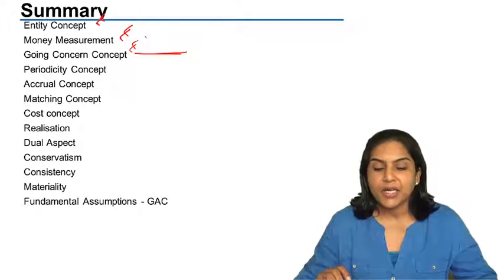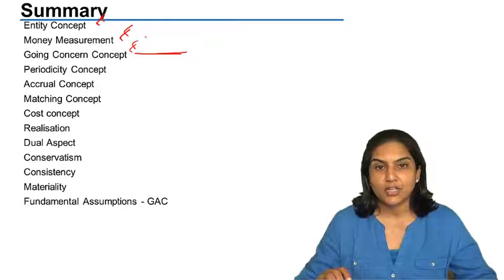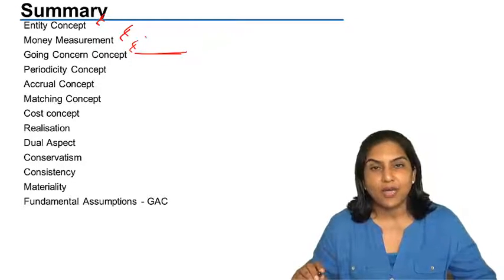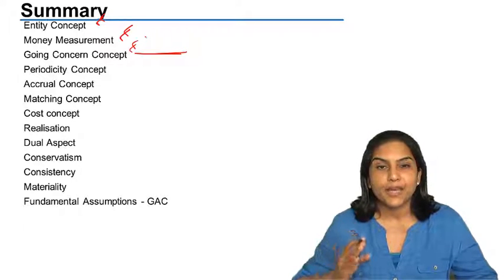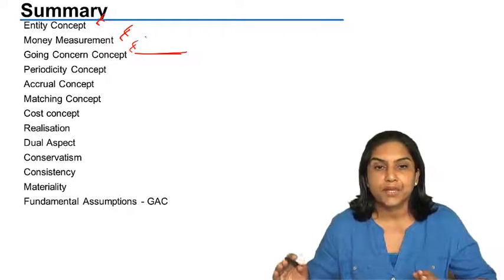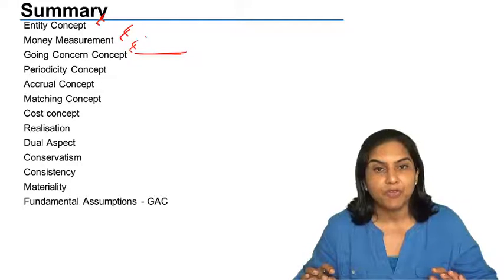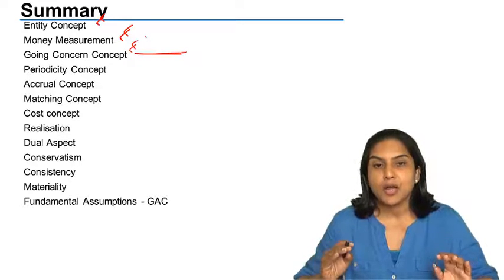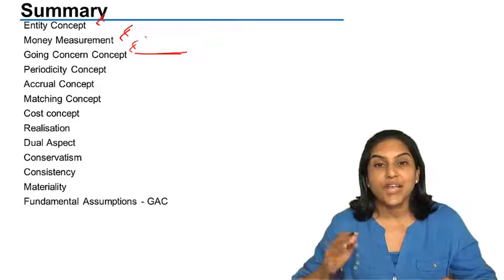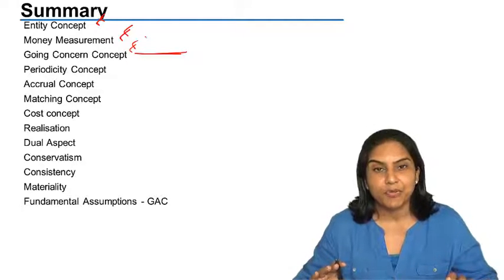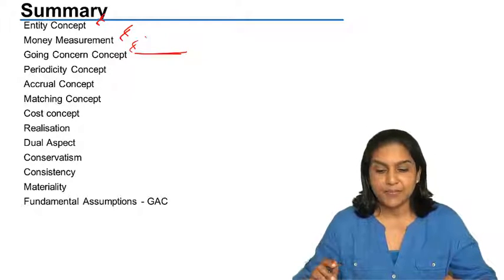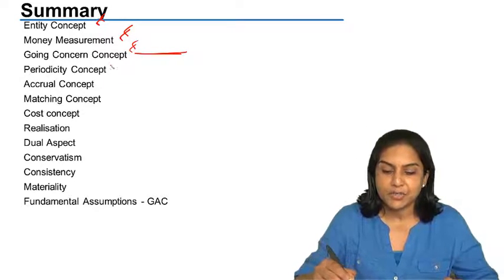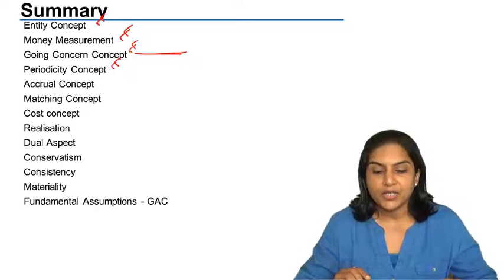Periodicity concept, it follows from the going concern concept. Since the business has a long life, we need to break it up into certain periods in order to assess the performance of the business. So, books of accounts are closed every year to assess the performance of the business. That is periodicity concept.